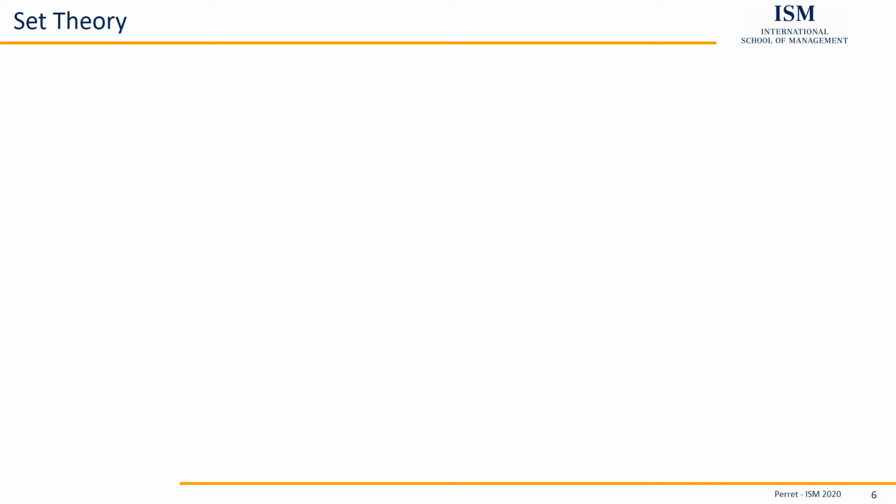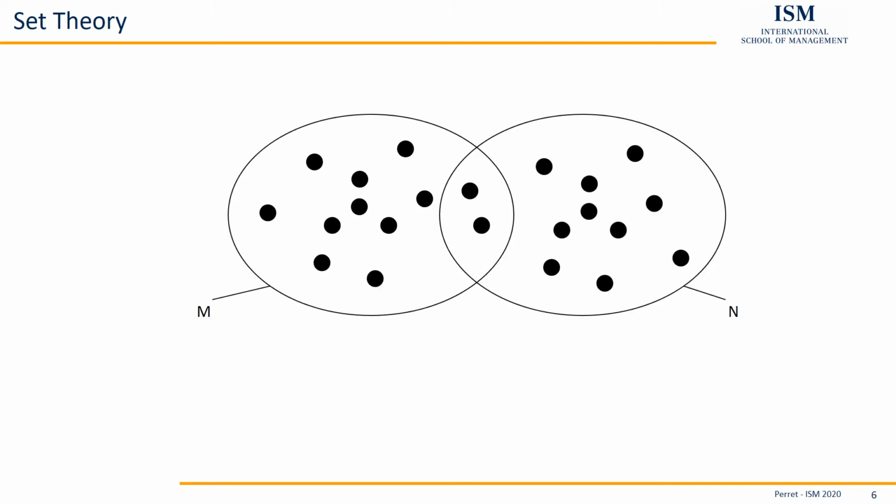Now we're doing the exact opposite. Again, we consider our two sets, M and N. And what we do here is we consider all the objects which are either in M or in N. So basically before we said they need to be in M and N. Now we go with they need to be in M or in N, meaning we consider this whole area here.